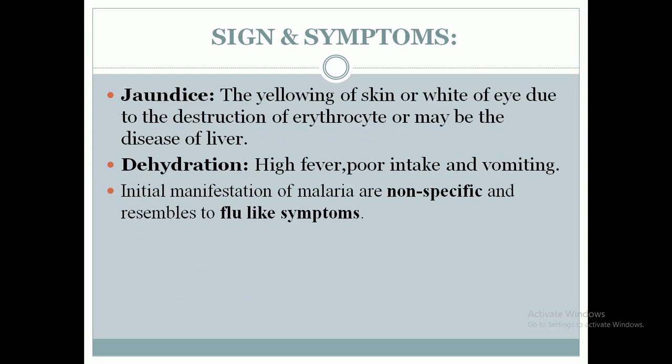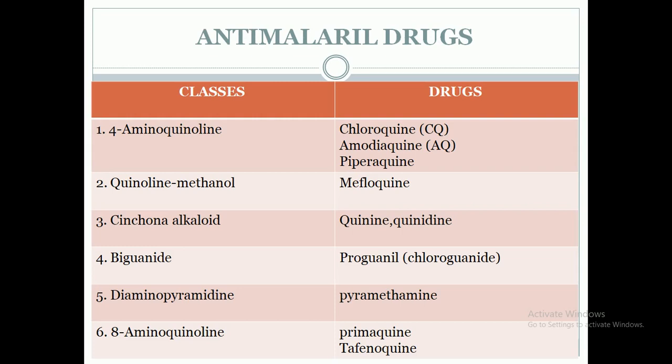Another sign and symptom is jaundice, with yellowish skin or whitening of the eye due to destruction of erythrocytes or maybe disease of the liver. Another one is dehydration, because of high fever, poor intake and vomiting. The initial manifestations of malaria are non-specific and resemble flu-like symptoms. These malarial parasites can directly attack your RBCs, red blood cells, so there may be chances of low blood volume, hypovolemic conditions.